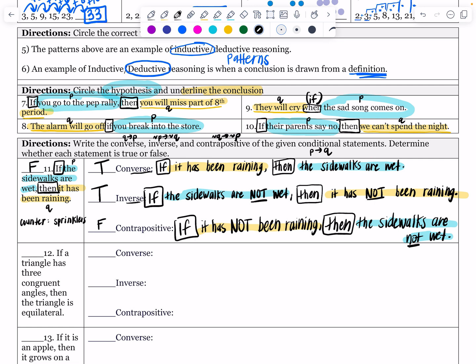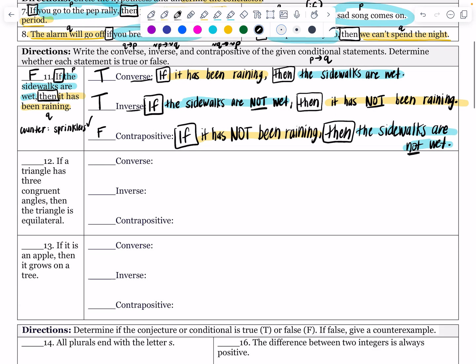If it has not been raining, the sidewalks are not wet. So we have to ask ourselves, are there any other reasons that the sidewalks could be wet, not because of rain? And again, we've already said a counterexample of the sprinklers, which also applies here. So this statement is false. All right, this part just takes a little bit longer, y'all. You're writing sentences. You probably feel like you're in an English class right now. We're just looking at logic, reasoning, and proof.